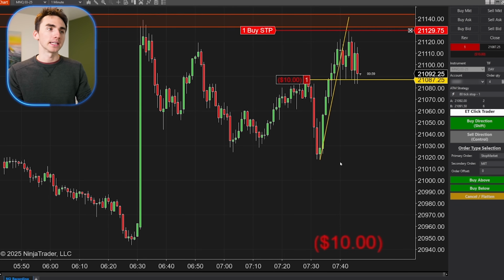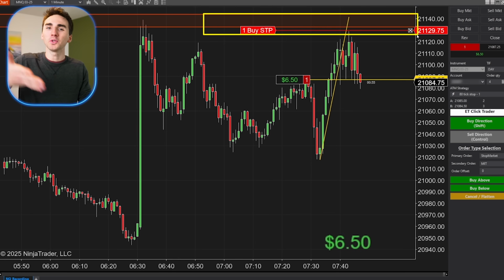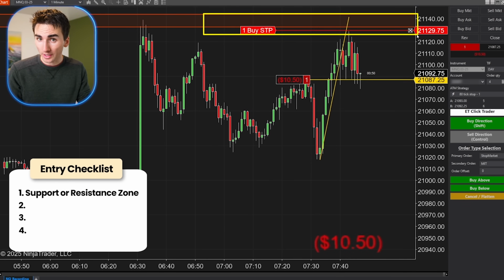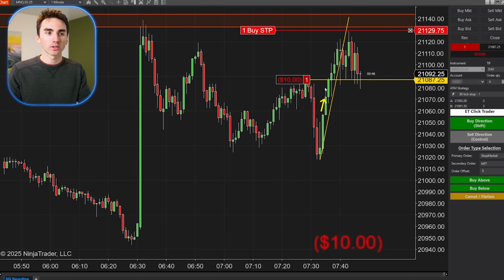And so the first thing that I'm looking for, obviously, is that it comes up to that level first, right? That is the number one key thing to make reversal trading work: the patience to just wait for the market to come to an extreme and key level.